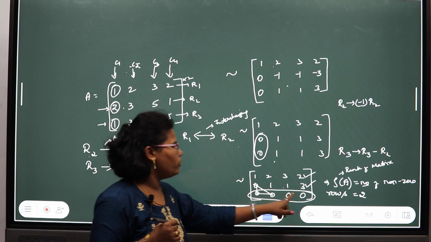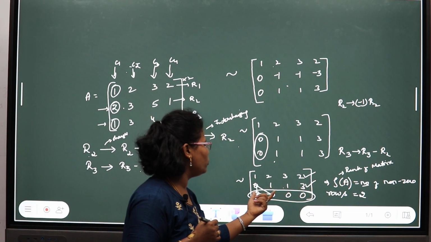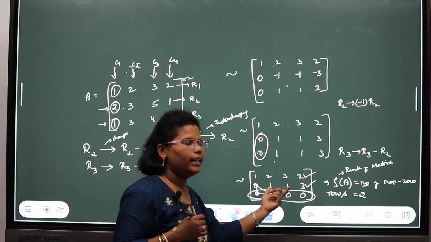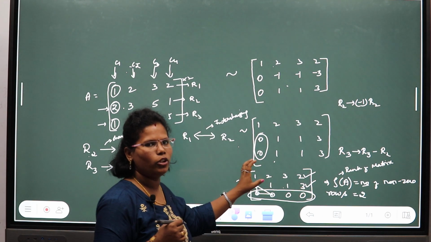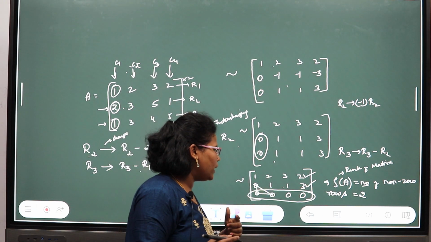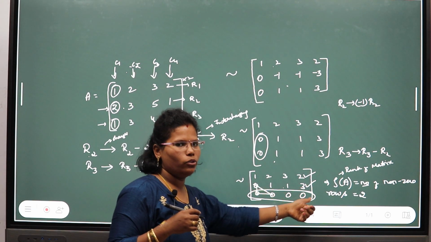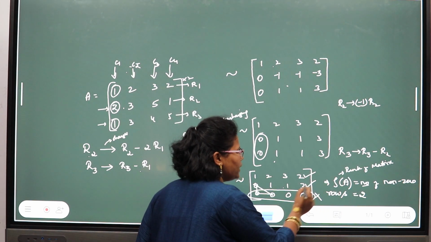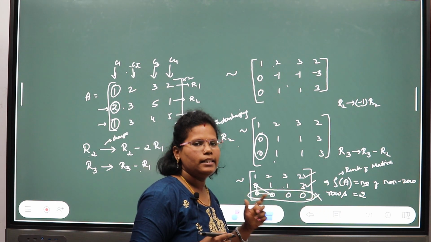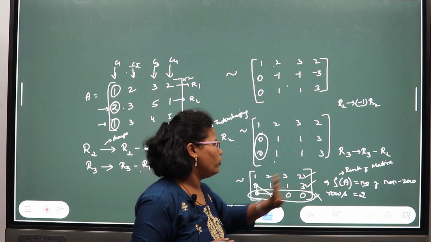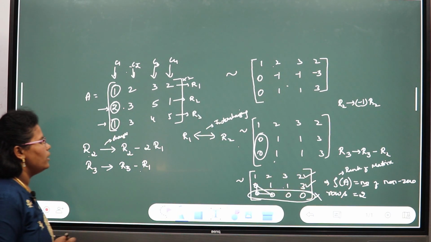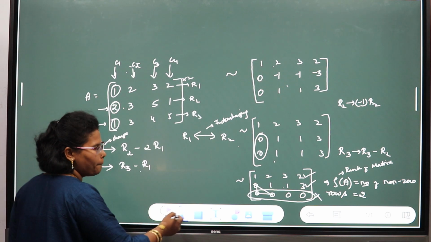Got it? This is how we find the rank of a matrix. Number of non-zero rows means you take all the rows which contain at least a single non-zero element. You do not consider a row only when the entire row becomes 0. So here I am not considering this because the entire row is 0. So I can stop here and conclude my rank of matrix. Okay? Yes. Thank you.